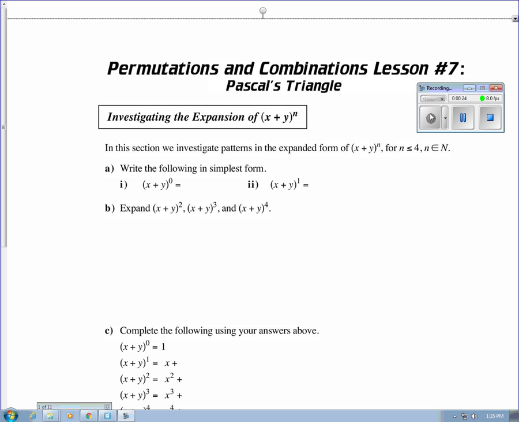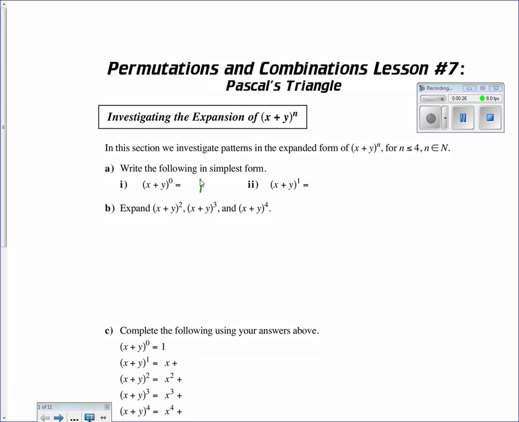For example, (x + y)^0 is 1. Any base raised to the exponent 0 is 1. (x + y)^1 doesn't change things very much. That's x + y. And we recognize what (x + y)^2 is. You've done enough of that. (x + y)^2 is actually x^2 + 2xy + y^2. And you probably don't have to think a lot about that.